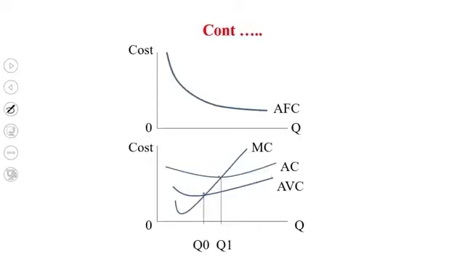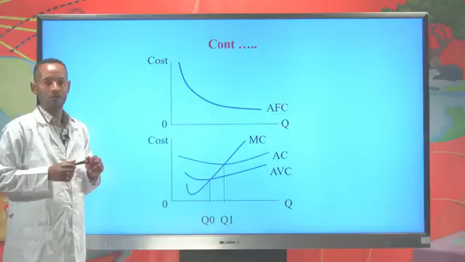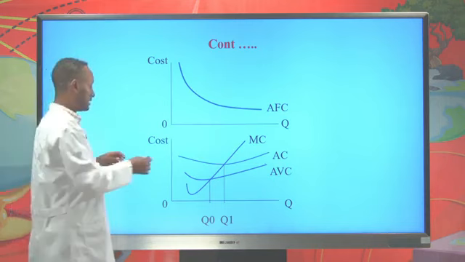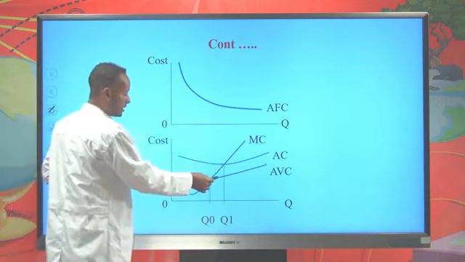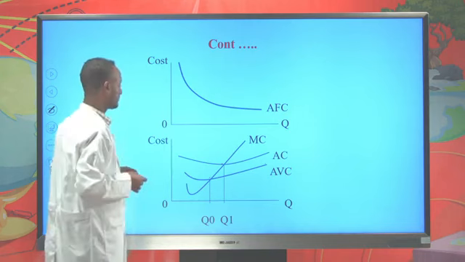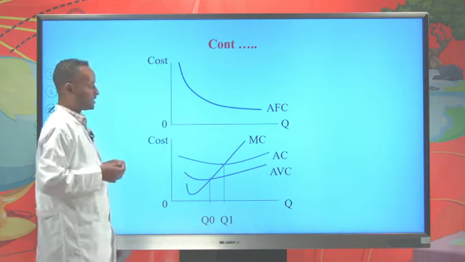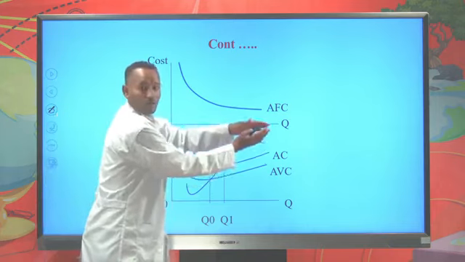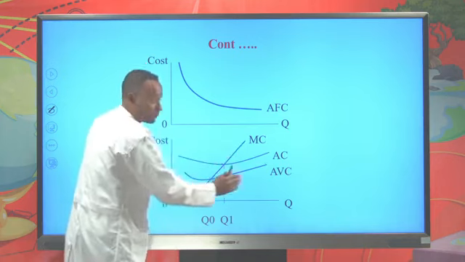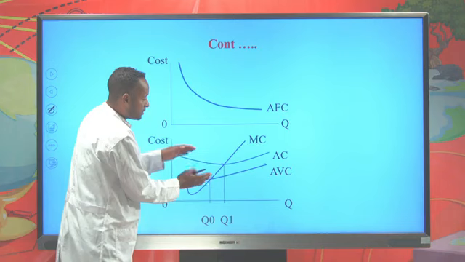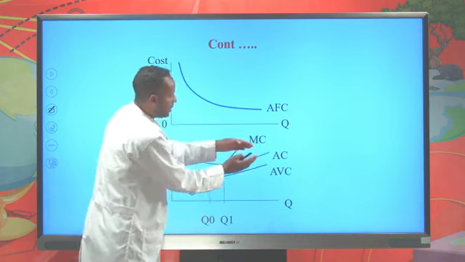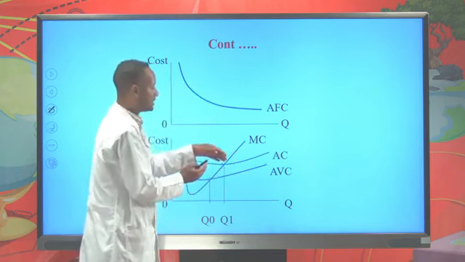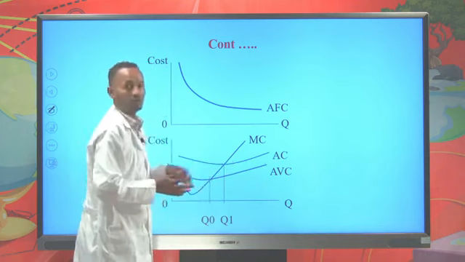When we see the patterns, both AC and AVC are similar. The patterns of AC and AVC are U-shaped. Initially, they decrease, reach their minimum point, and then they increase. Another relationship between the AC and the AVC: the gap between the average cost and the average variable cost curve becomes smaller and smaller as the level of output increases. The gap becomes smaller because the AFC curve continually declines, since the AC is the sum of the AVC and the AFC.